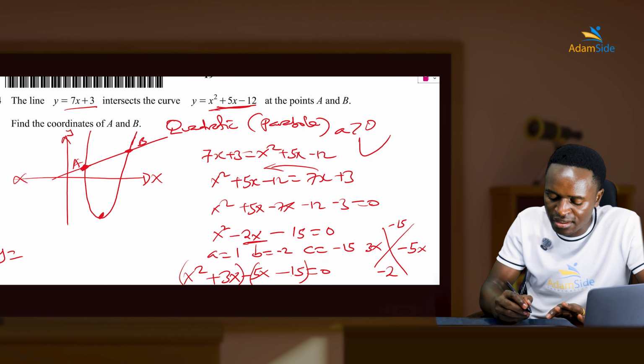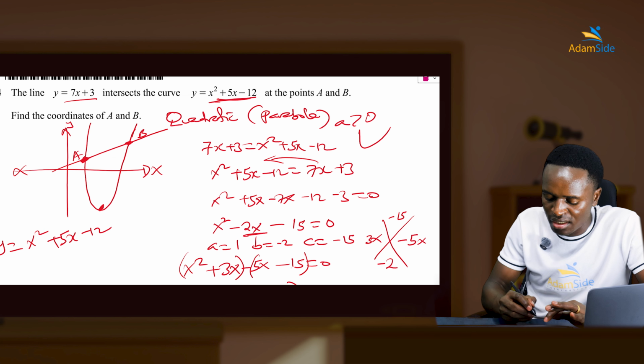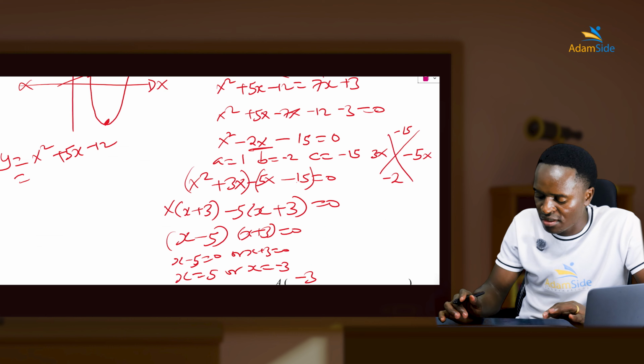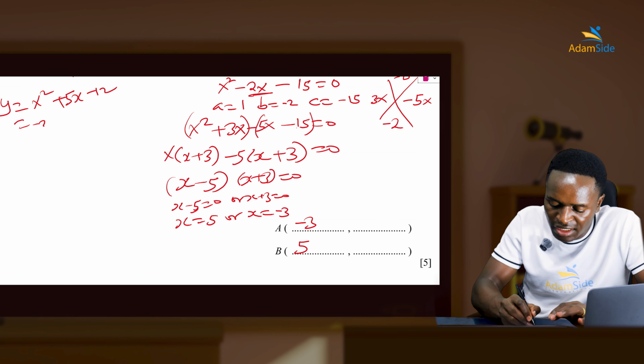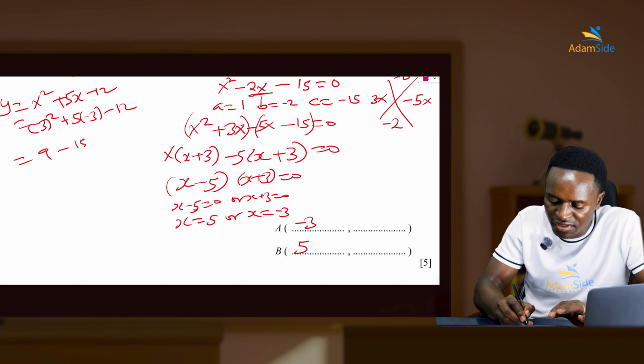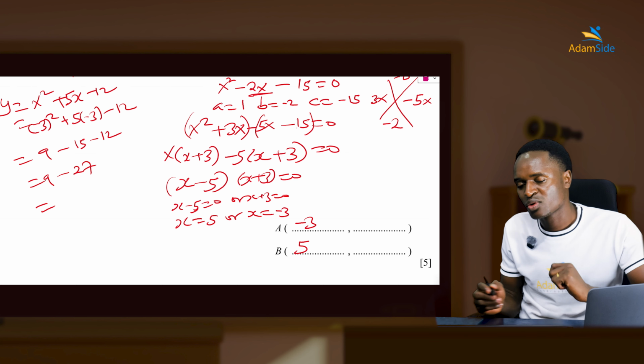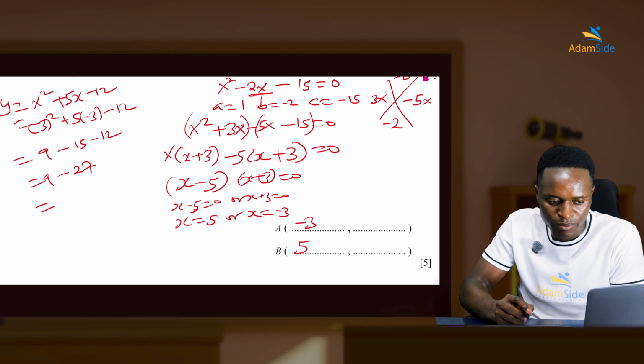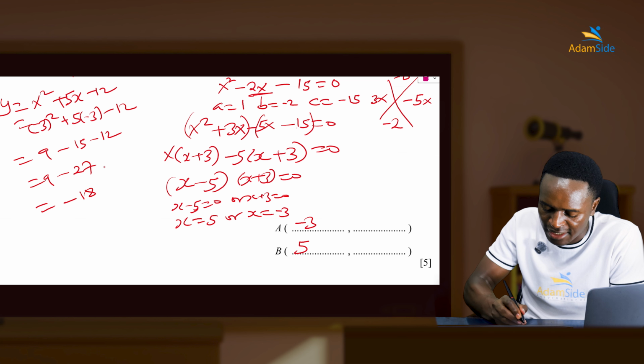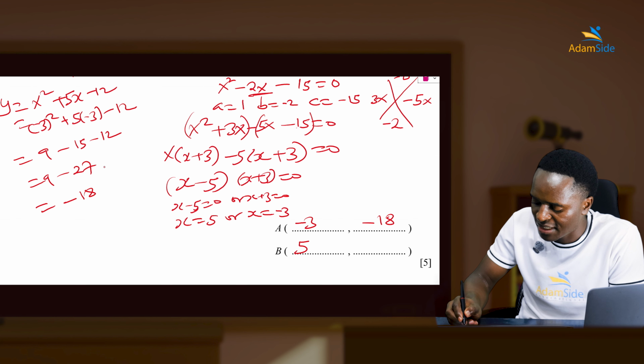x squared plus 5x minus 12. The value of x is negative 3. So negative 3 squared plus 5 into negative 3 minus 12. This is 9 minus 15 minus 12. So 9 minus 27, which is minus 18. You get your answer as that.